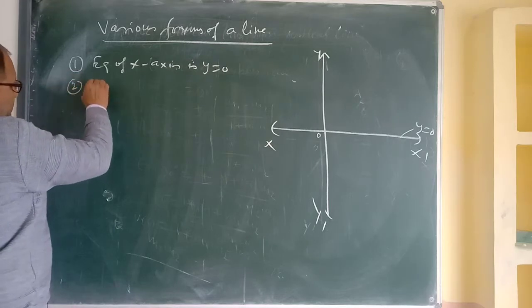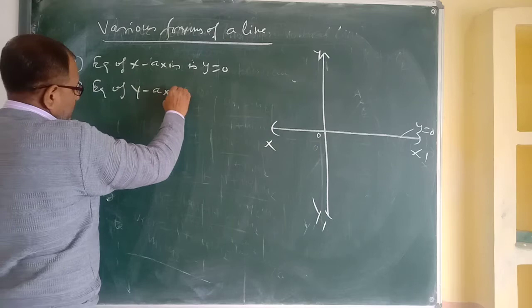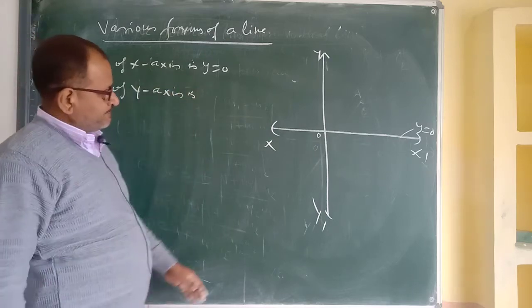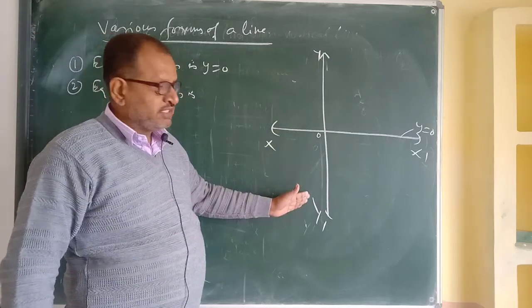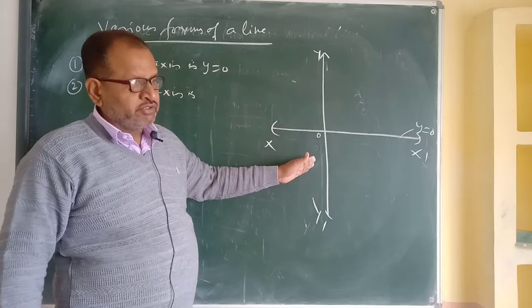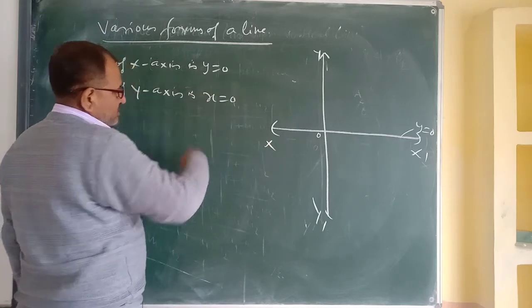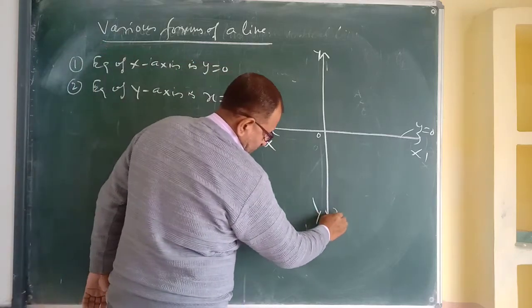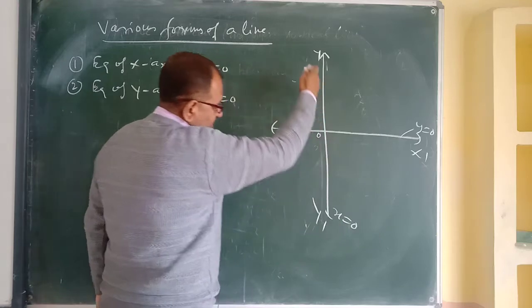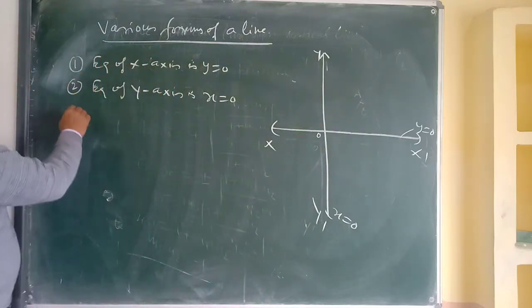Second one, equation of y-axis. We know that on y-axis x coordinate is always 0. First component is always 0 on y-axis. So its equation is x is equal to 0. x is equal to 0 represents y-axis, y is equal to 0 represents x-axis.